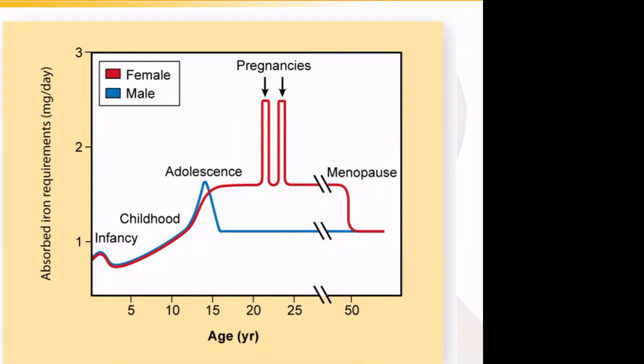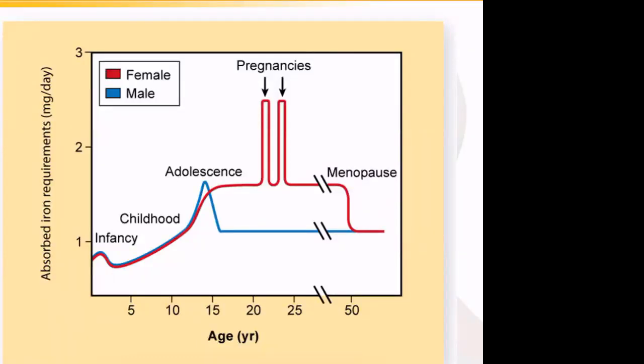And one of the reasons for that, of course, is because of menstruation. They're going to be losing blood. So they're going to be losing red blood cells, which means they're going to be losing the iron that's in those red blood cells, whereas males can recycle a lot of the iron when red blood cells break apart. These are red blood cells that are just lost.